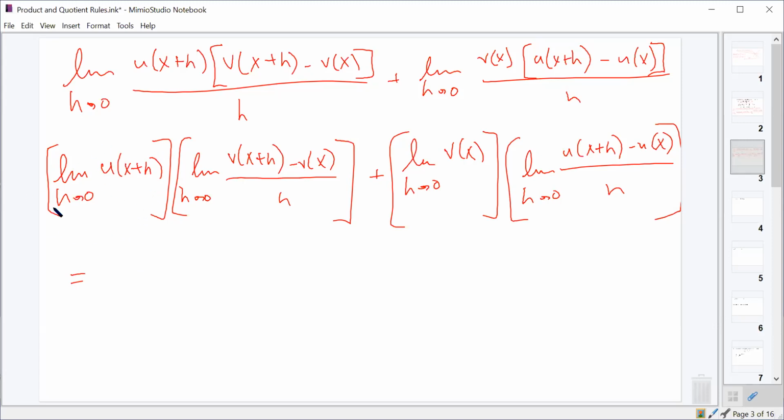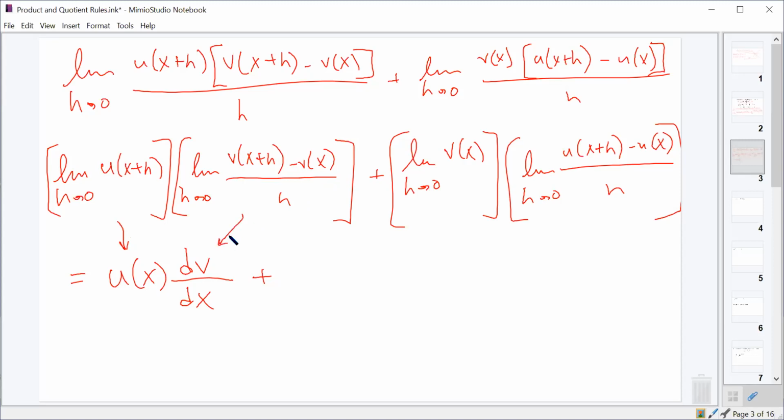What's this very first limit in the brackets become? U of x. Should just become u of x, right? And what about this one here? This is the limit as h approaches 0 of the difference quotient for what function? For v of x. And what's the limit as h approaches 0 of the difference quotient of v? That just represents the derivative of v, doesn't it? That is the definition of the derivative. Everybody good with that becoming the derivative of v, dv dx?